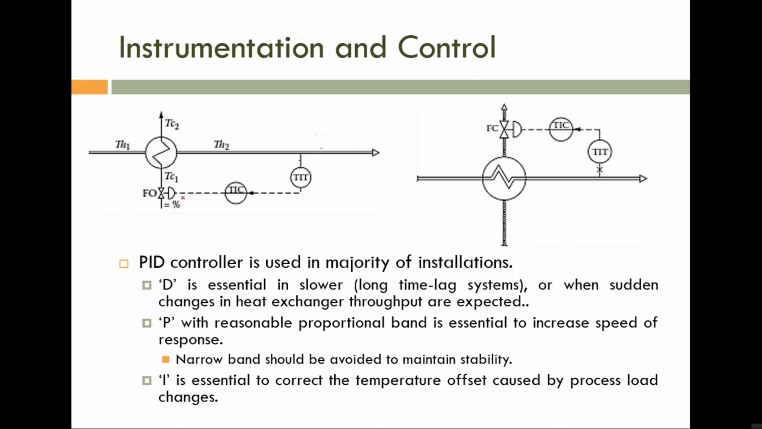Now, what is the purpose of D? It has two different purposes. First one, it is used to damp the response. If the response is oscillating, in order to damp that oscillation, derivative action is used. And the second important purpose is, it is used to reduce the effect of lag. It is used to reduce the effect of lag.